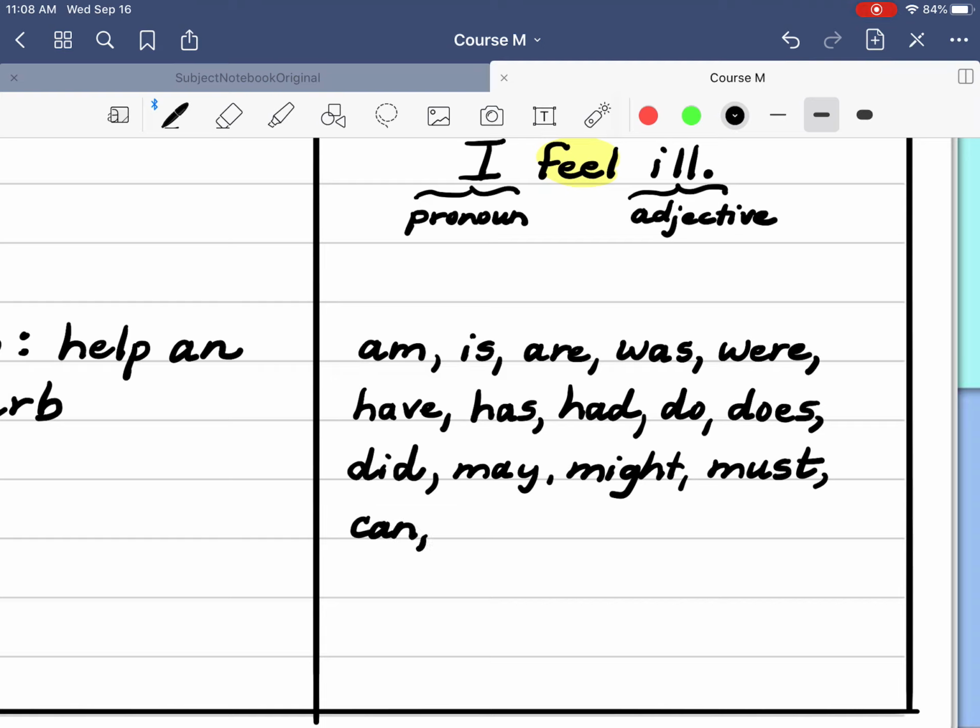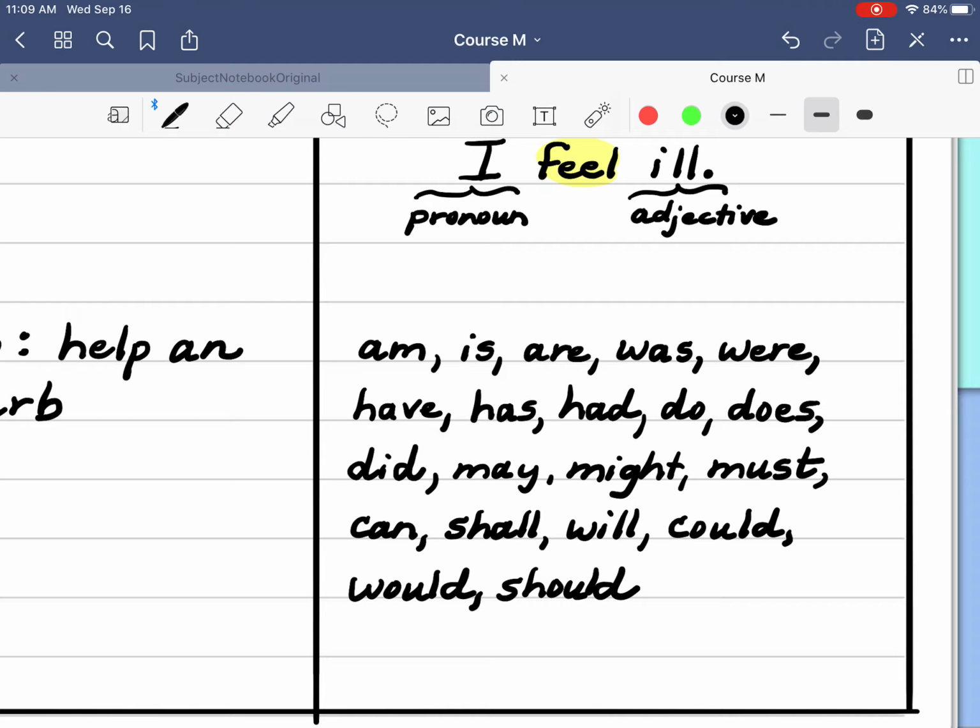Can, shall, will. 15, 16, 17. Could, would, and should. I'm missing one, guys. Am, is, are, was, were. Oh, I'm missing 2. Be and been. This should be our 22. Let me count them and see. 5, 6, 7, 8, 9, 10, 11, 12, 13, 14, 15, 16, 17, 18, 19, 20, 21, 22.